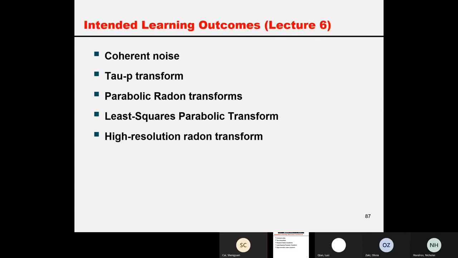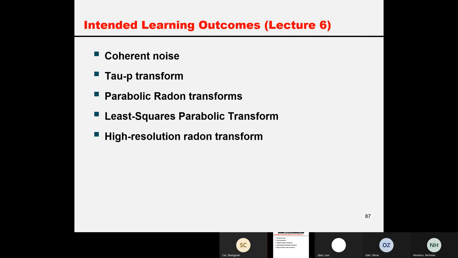If you have a dipping structure, predictive decon will not work. That's the 1D model. But it's very hard to get a 1D model now, so we move on to the parabolic Radon transform. Parabolic Radon transform means that after NMO correction, your primaries become flat and the multiples become parabolic curves.